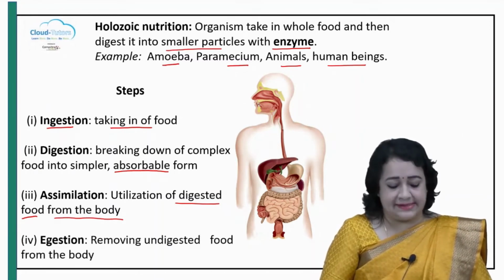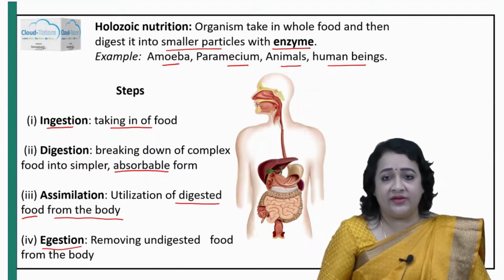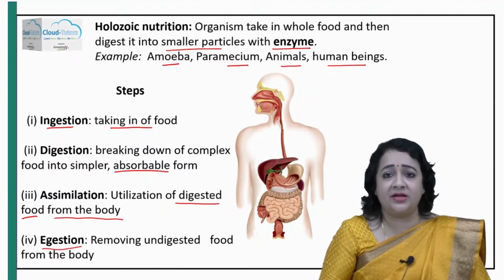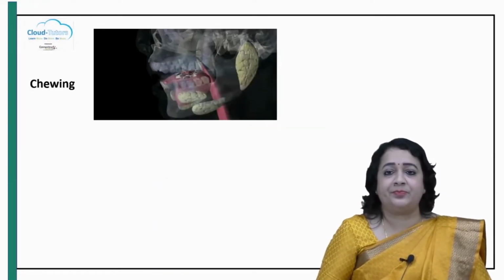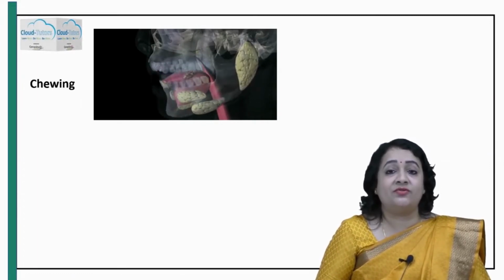That is called assimilation. Next, the fourth step is egestion. Egestion is nothing but the removal of the waste substances or undigested food from the body. That is called egestion. So these are the steps involved in the process of digestion.